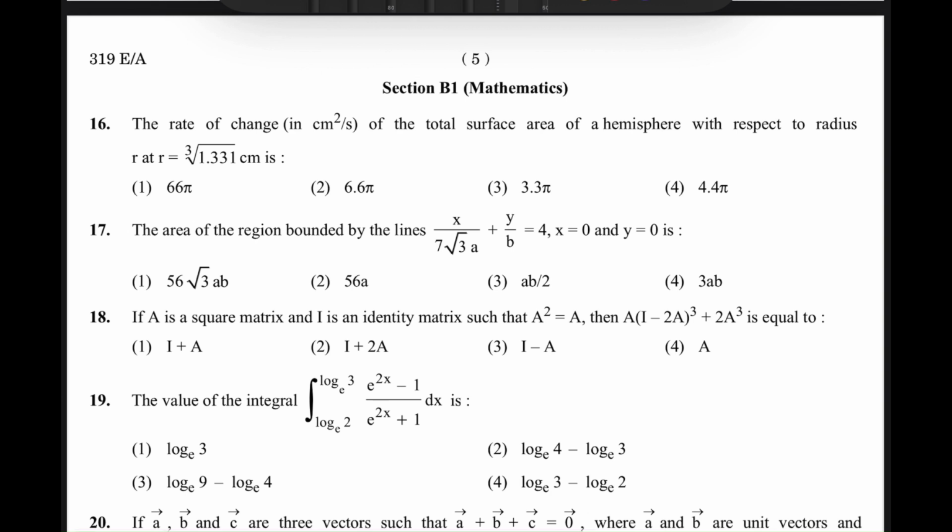So we have already done 15 questions, continuing with question number 16. Okay, so what is he asking? He's asking the rate of change of the total surface area of a hemisphere with respect to radius. Okay, so what is the total surface area of a hemisphere? So TSA is 3 pi r square, right?